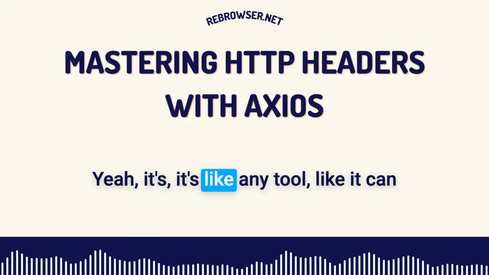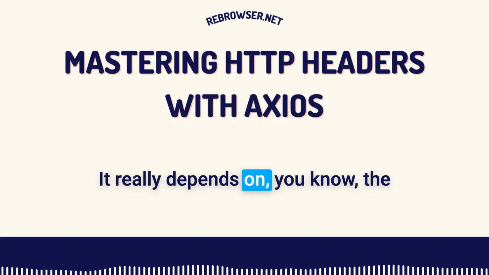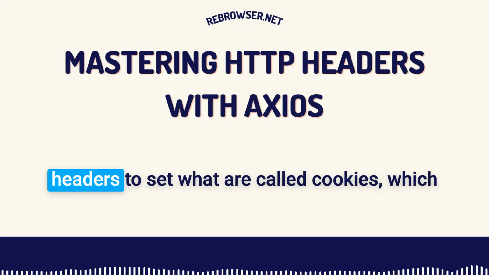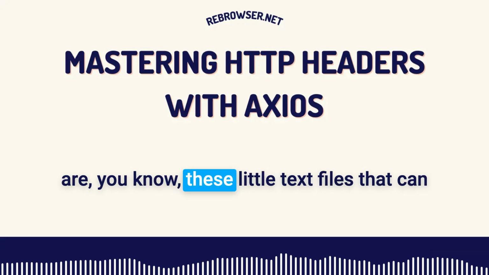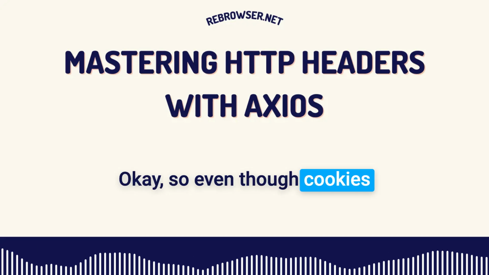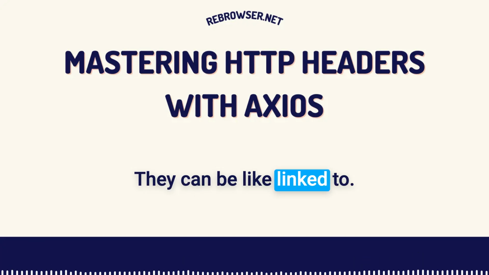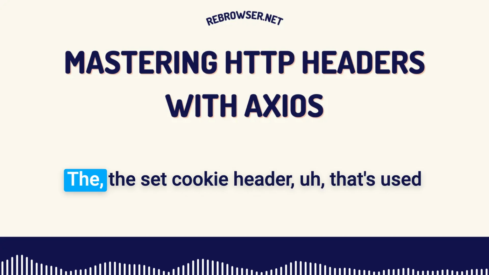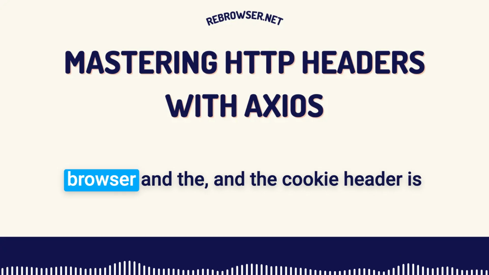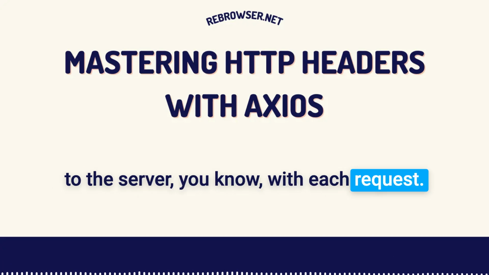Right, it's like any tool. It can be used for good or for bad. It really depends on the intentions of the person using it. For example, some websites might use headers to set what are called cookies, which are these little text files that can be used to track users' browsing activity. Okay, so even though cookies are a separate mechanism, they can be linked to headers. Yeah, they're connected. The Set-Cookie header is used to send cookies from the server to the browser, and the Cookie header is used to send cookies back from the browser to the server with each request. Okay.